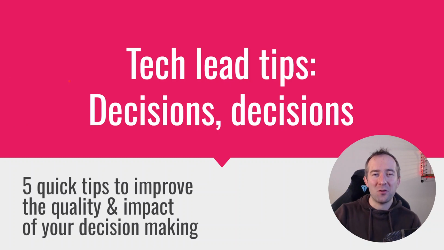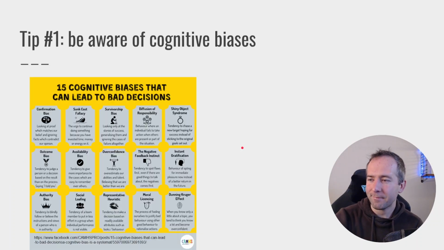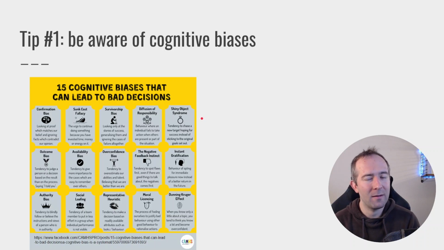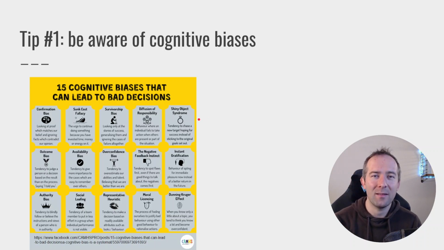This one is about decision making, where we'll go over 5 quick tips to improve both quality and impact of your decision making. So let's dive right in with tip number 1, and that is be aware of cognitive biases.